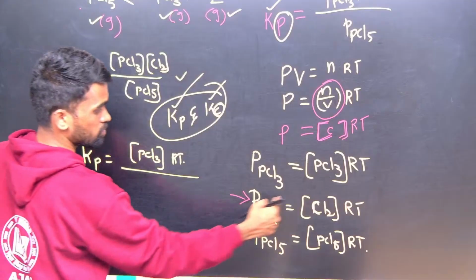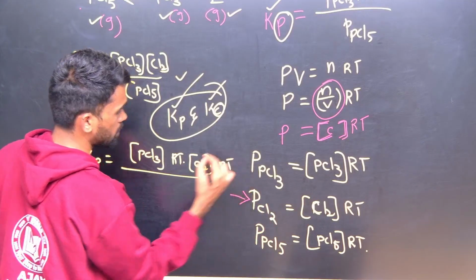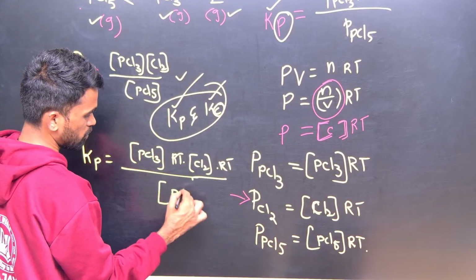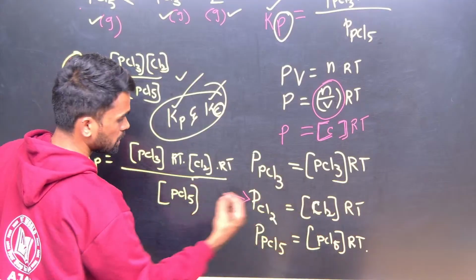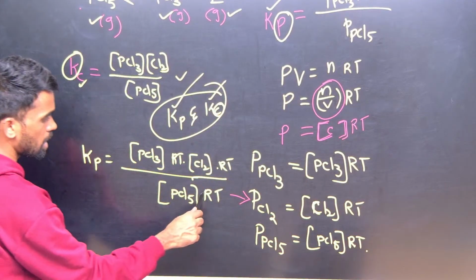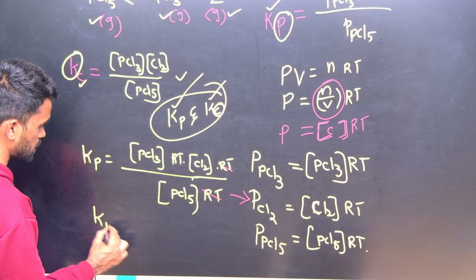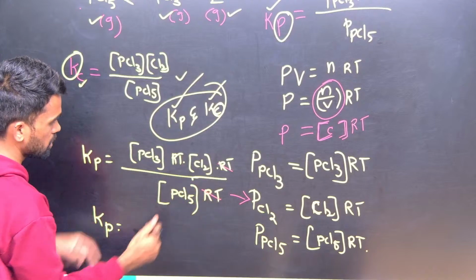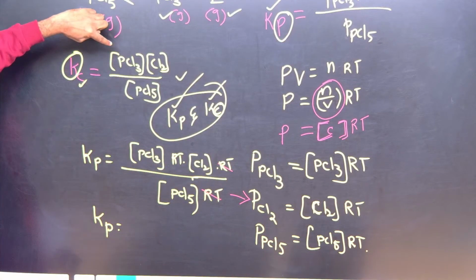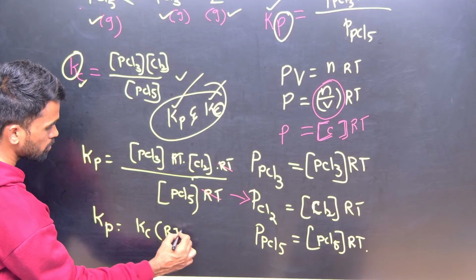So partial pressure of Cl2 means I can write concentration of Cl2 multiplied with RT. Again here I can write concentration of PCl5 multiplied with RT. Like this I am writing. So this RT can be cancelled out. So Kp is nothing but these are concentrations now. So if I write concentrations aside, we will get this equation. That is nothing but Kp equals Kc multiplied by RT.